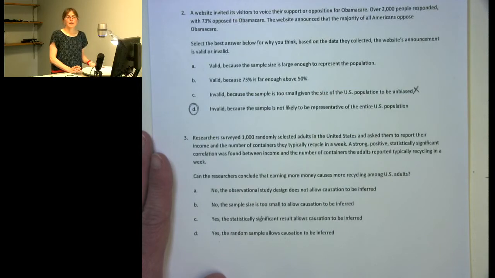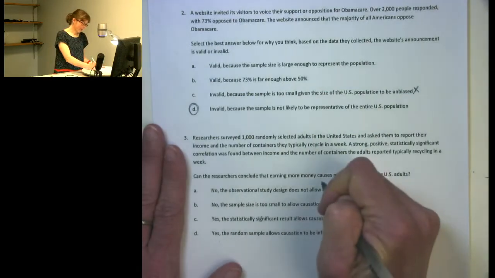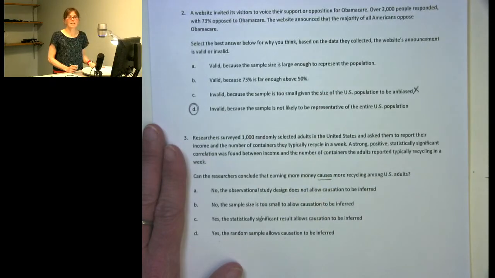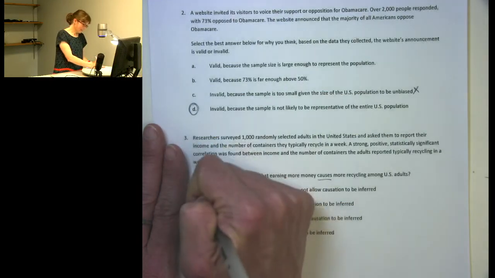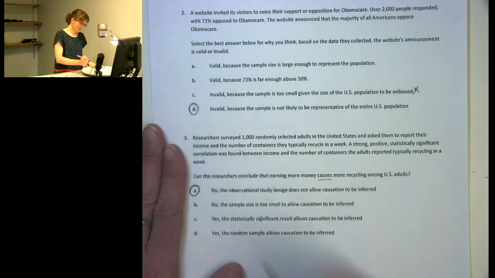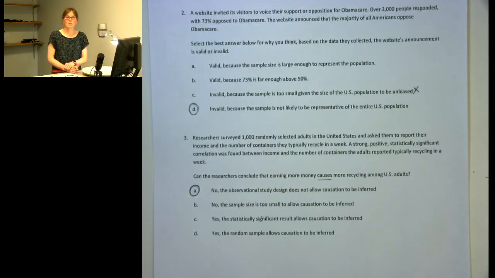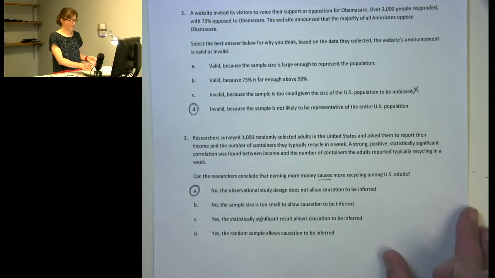adults? Here, the key to remember is that if we want to make a cause and effect conclusion, we would need an experiment with random assignment to treatment groups. And here, people's wealth, as our sort of explanatory variable, is not something that's randomly assigned. This is an observational study and does not allow cause and effect conclusions to be made. So there's question 3.